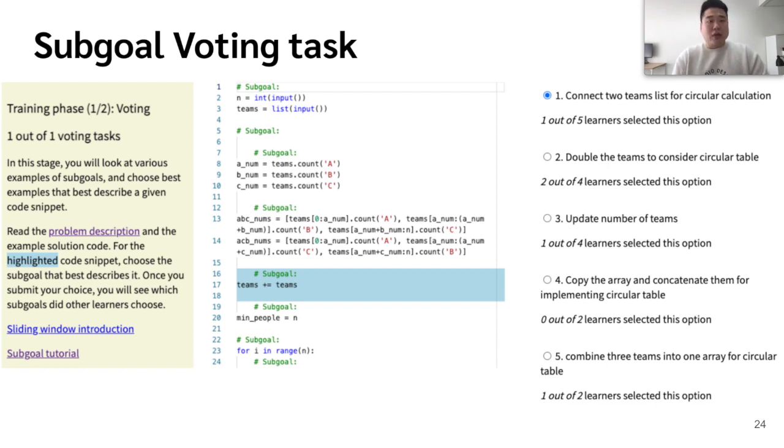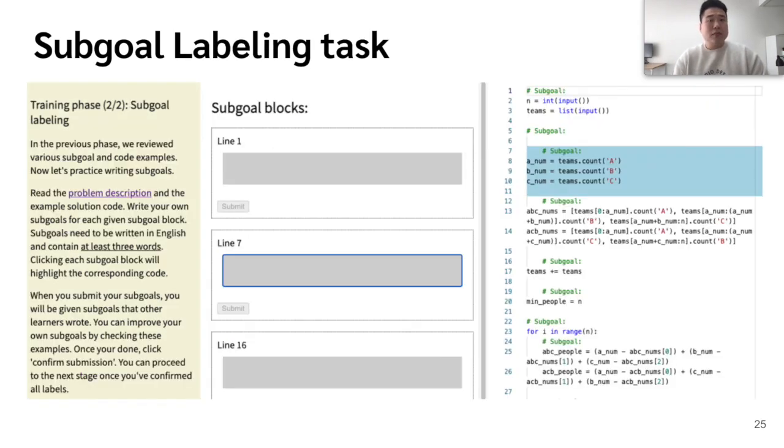With this voting result, learners can get a sense of whether the option that they have chosen is of high quality or not. The next task is a subgoal labeling task. The system chooses a snippet of code and asks learners to create a subgoal label for that snippet. Here as well, the system provides feedback.